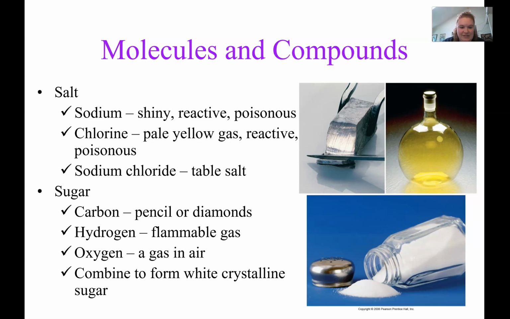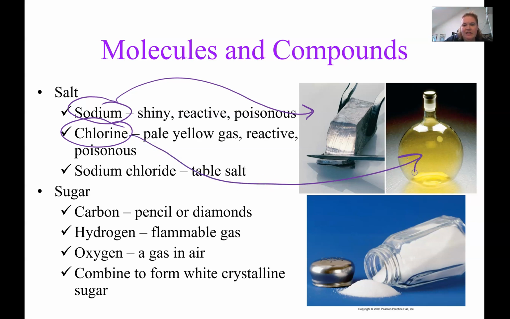So we're looking at two compounds here. One is table salt and the other is sugar. And when table salt is broken down into its elements, it's made of sodium and chlorine. Sodium is a metal. It's very reactive, it's explosive, it's poisonous. Chlorine is a gas, it's yellow, it's also poisonous, it's also stinky.